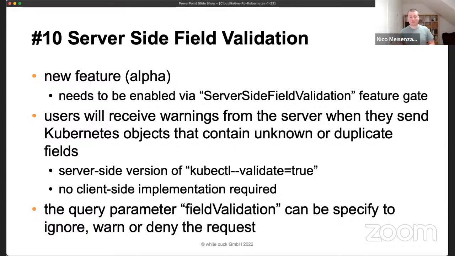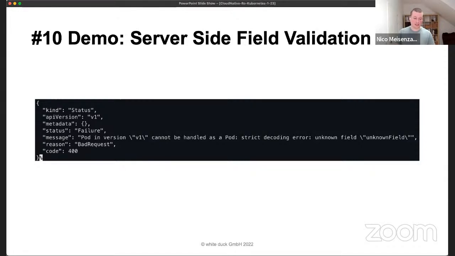So it's a server-side version of kubectl validate, for example, but not implemented in kubectl because that's integrated on the client side anyway. But if you're implementing something in your application and talking to the Kubernetes API server, you now do not need to care about client-side validation and can just tell Kubernetes how to validate it. It's a new feature, therefore once again an alpha feature, and you need to enable it with the server-side field validation feature gate. Then you can add a query parameter to your request called fieldValidation and tell Kubernetes whether it should ignore, warn, or deny the request. This is something I would like to show you in more detail in a short demo.